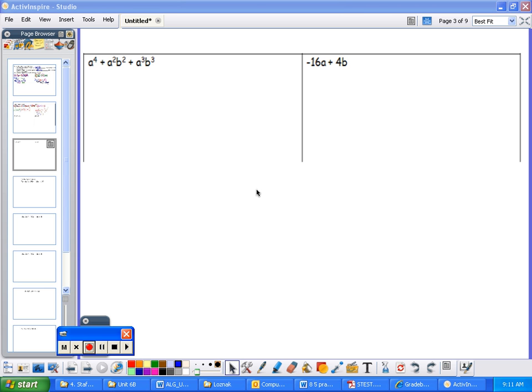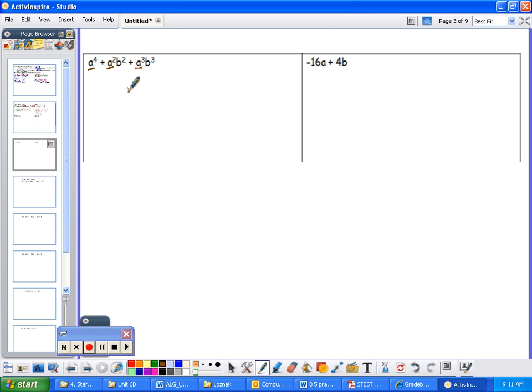Alright, so I'm going to show you a shortcut or a different way, but if you like your old way, you can continue using it. But here we go. What is my greatest common factor? Well, I have a to the fourth, a squared, and a to the third.